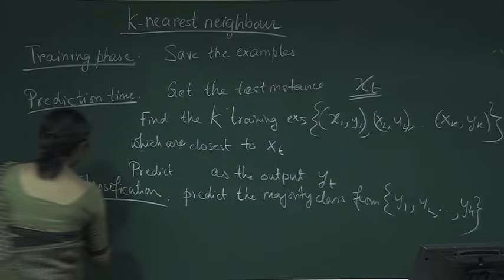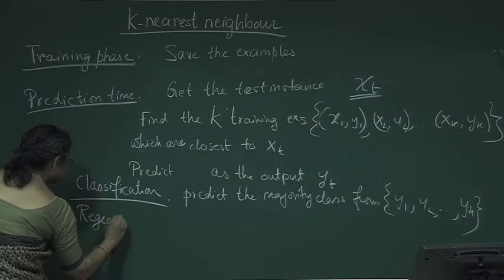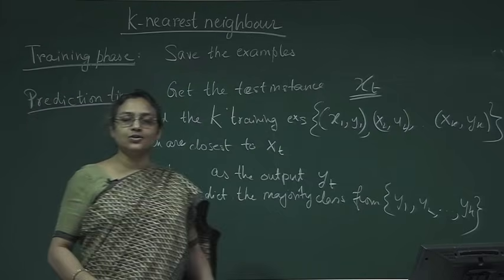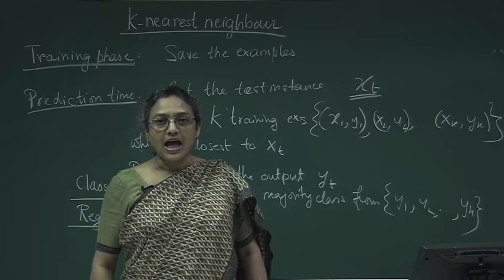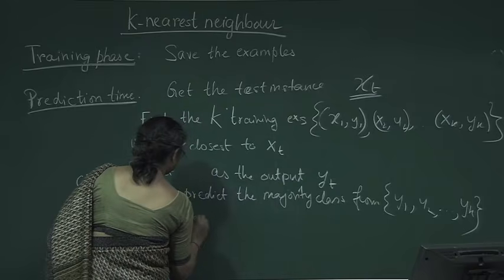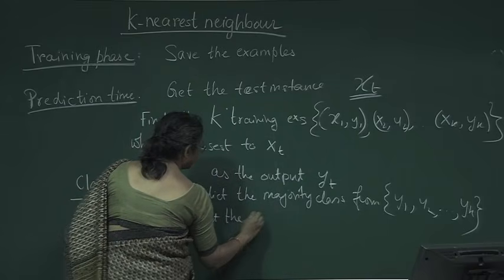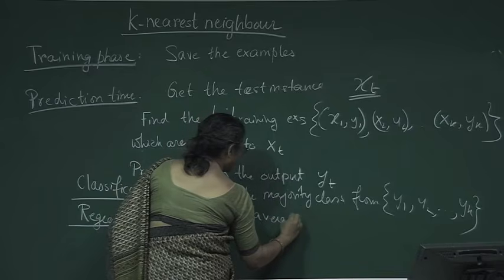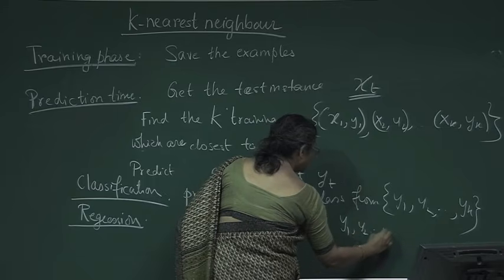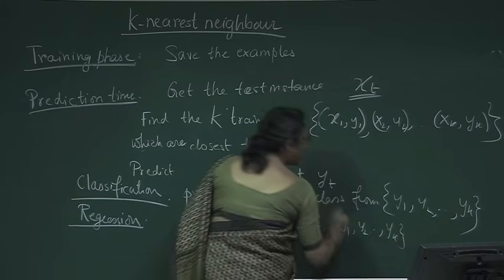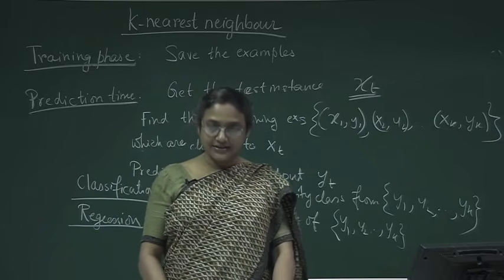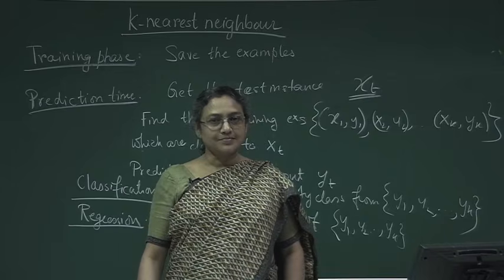But what if it is a regression problem? We have got different numerical outputs y1, y2, ..., yk, and we will predict the average. I find out the average among y1, y2, ..., yk and predict it as the estimate of yt. This is the basic k nearest neighbor algorithm, which is very simple.